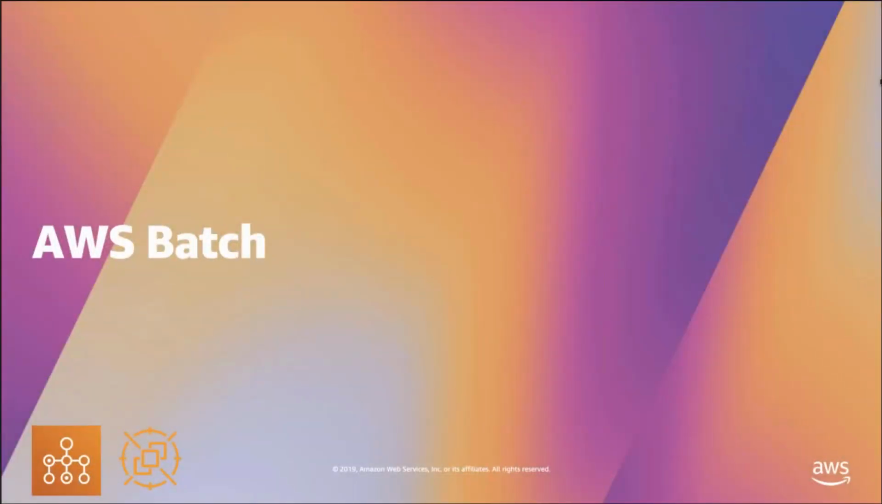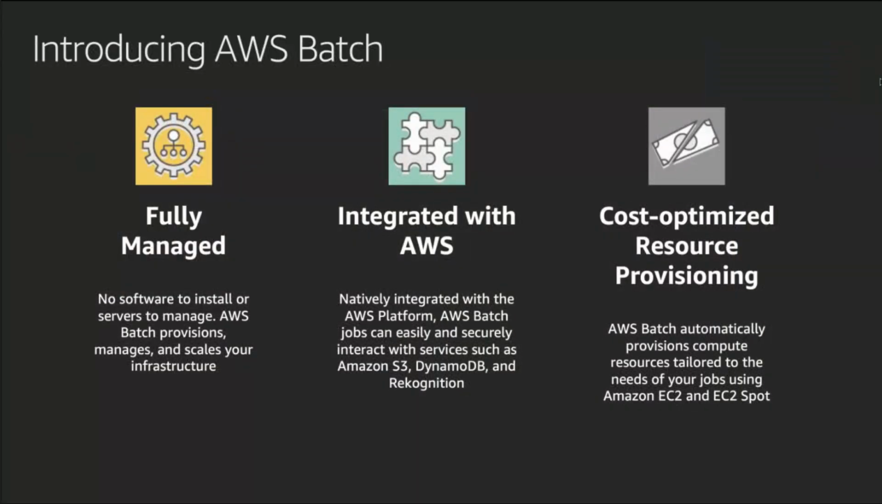Let's start out with talking about AWS Batch and level set. What is Batch? Well, Batch is a fully managed batch processing service. There's no software to install. There are no servers to manage. You just tell Batch what you need. Batch will automatically provision, manage, maintain and scale your infrastructure for you so you can just run your jobs and get your work done, focused on your applications and the data processing that you need to do.